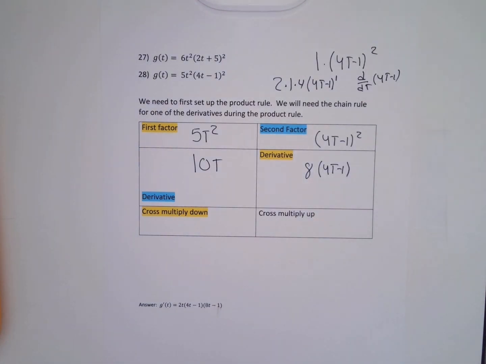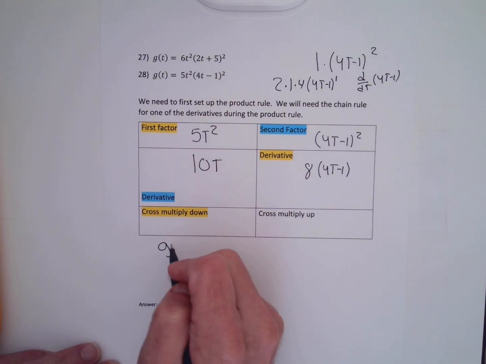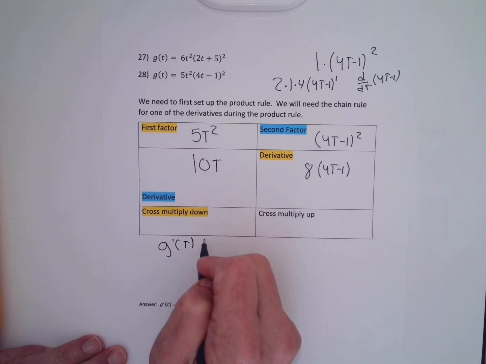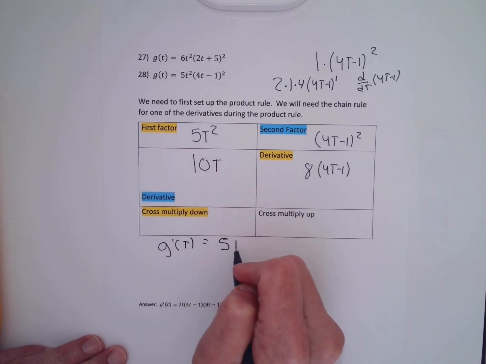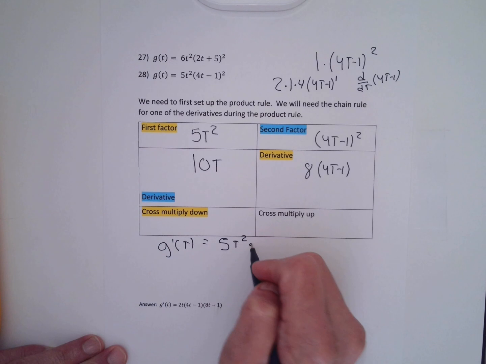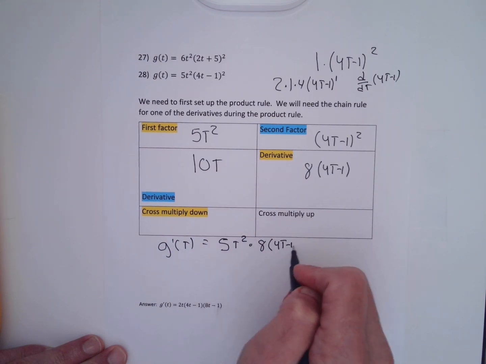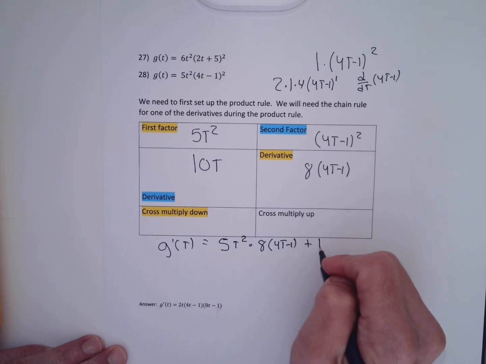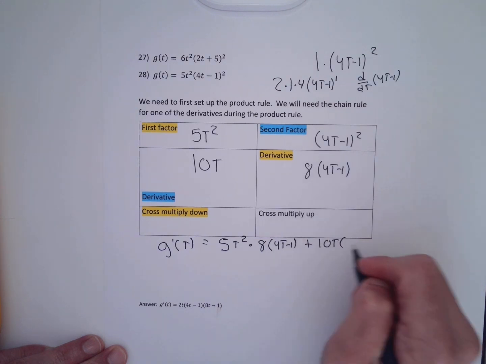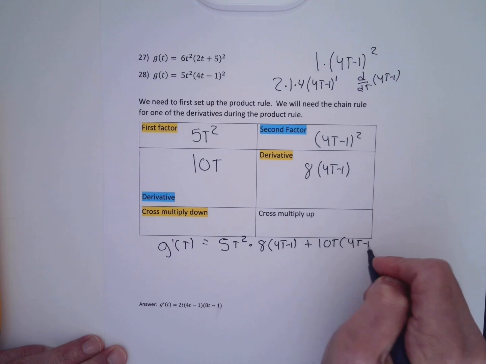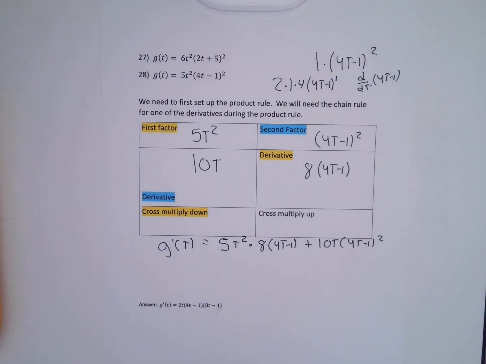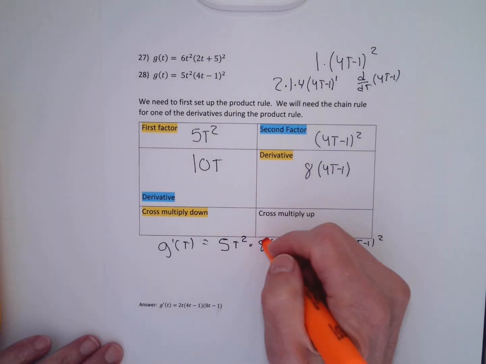Now I'm going to cross multiply, put a plus between, and call it my derivative. So my derivative is going to be 5t squared times 8 times 4t minus 1 plus 10t times 4t minus 1 squared. Lots of common factorings. I can attack them in any order that I want. I'm going to start doing one at a time.